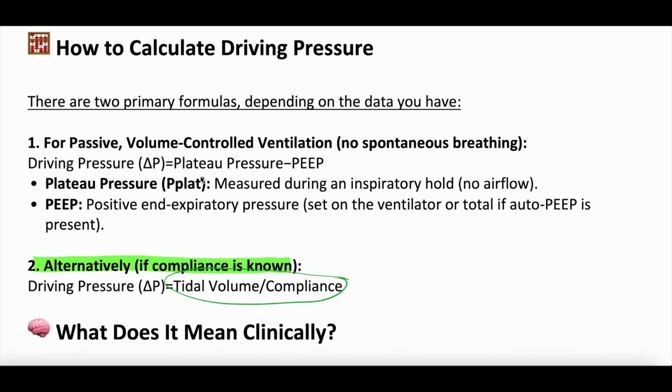The more clinically useful equation, which is the one that most people use, is that driving pressure is the plateau pressure minus the PEEP. And this equation is best applied to a patient who is passive, so they don't have a lot of ventilator desynchrony or interaction with the ventilator, and they're on volume control. So they can't be spontaneously breathing, they can't be desynchronous. This has to be a patient on volume control who's fairly passive. They're not interacting much with the ventilator.